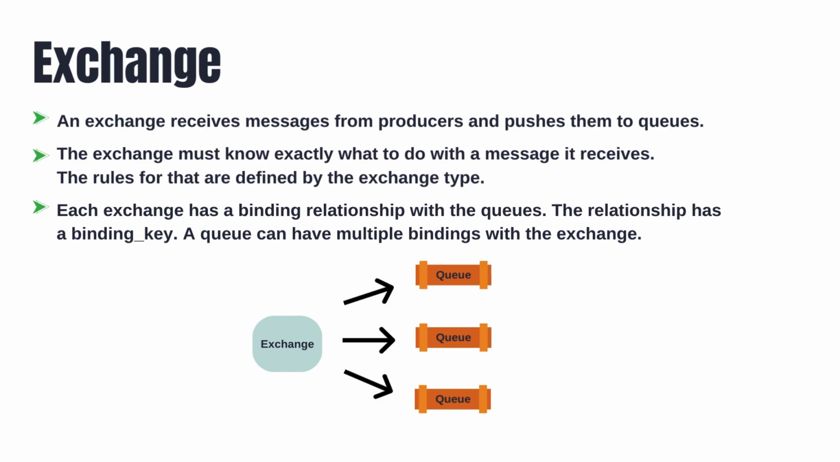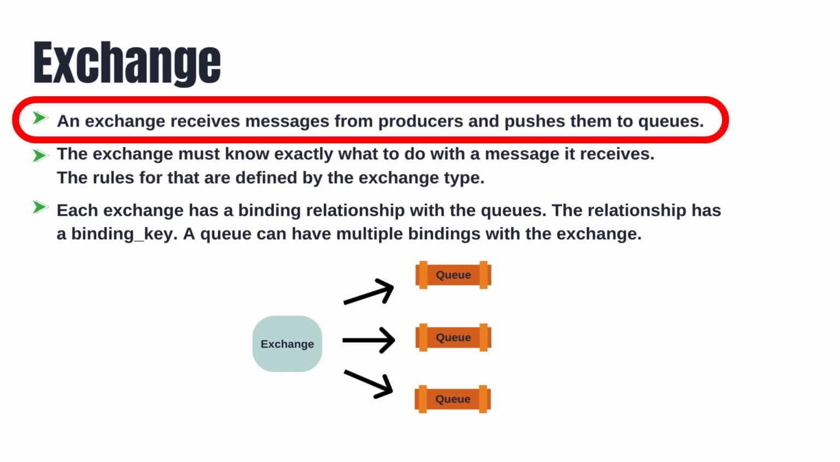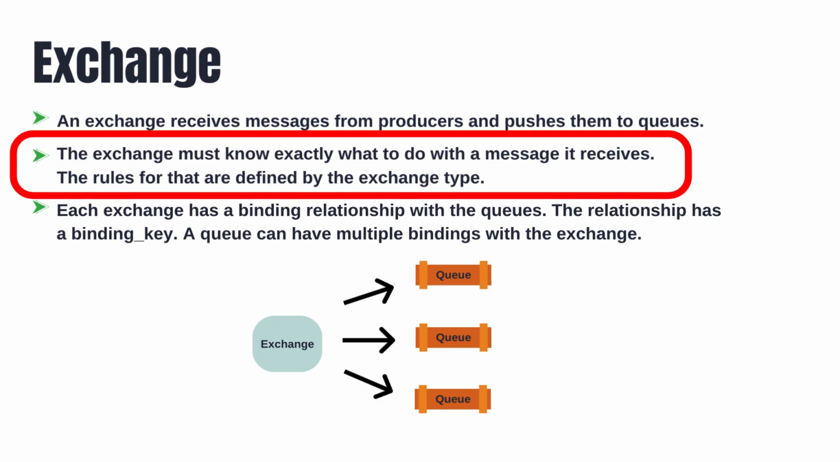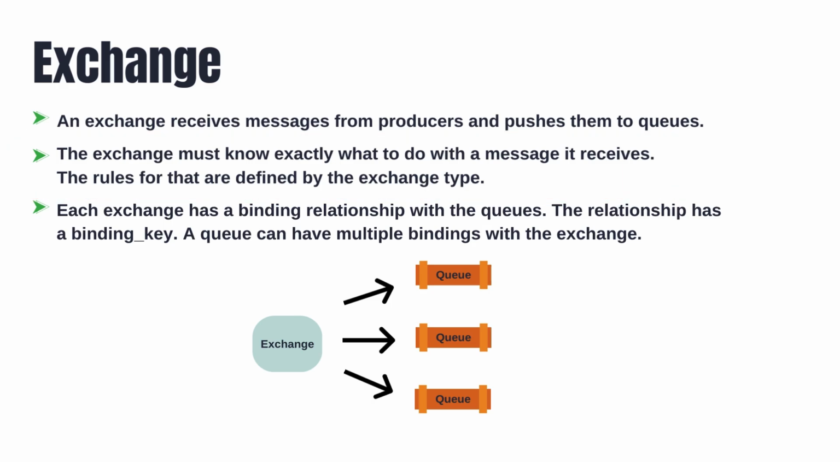Usually, a producer will not send messages directly to consumers. In reality, producers aren't even aware whether the consumers receive the message. Instead, producers send messages to an exchange. An exchange receives messages from producers and pushes them to the queues. The exchange must know exactly what to do with the message it receives. It uses the rules defined by the exchange type to deliver the messages.